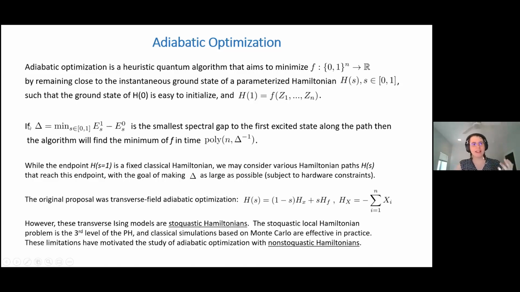Okay, so a continuous one parameter family of Hamiltonians, such that the ground state of H0, when s equals 0, is easy to initialize. And when you get to H of 1, it is actually just the operator form of your original function, so that the ground state of H of 1 is the bit string that minimizes your function. The idea is to slowly change this parameter s from 0 to 1 and remain close to this ground state. What determines the runtime of this algorithm can be characterized in terms of this many-body spectral gap. This delta here is the minimum over all s in this interval of the difference between the lowest energy and the first excited energy.